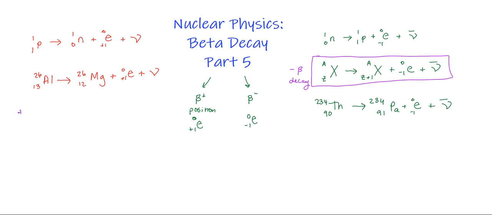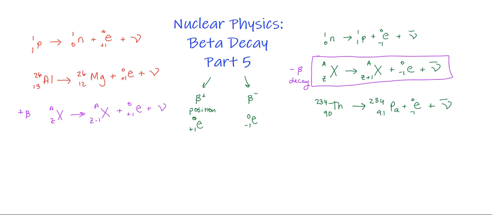What we find for positive beta decay is that we should have element X with atomic mass A, atomic number Z, will break down into another element that still has the same atomic mass, but will have one less atomic number, and then we need to account for the positron and the neutrino.